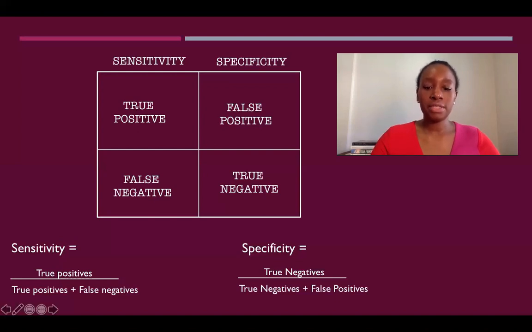The specificity of the test is calculated by the number of true negatives divided by the true negatives plus the false positives. So again, the specificity of the test can really be driven by the number of false positives that this test is returning. So the number of people who don't have COVID-19 but are testing positive for it. And I'll discuss later on why a diagnostic test may return false negative or false positive results.